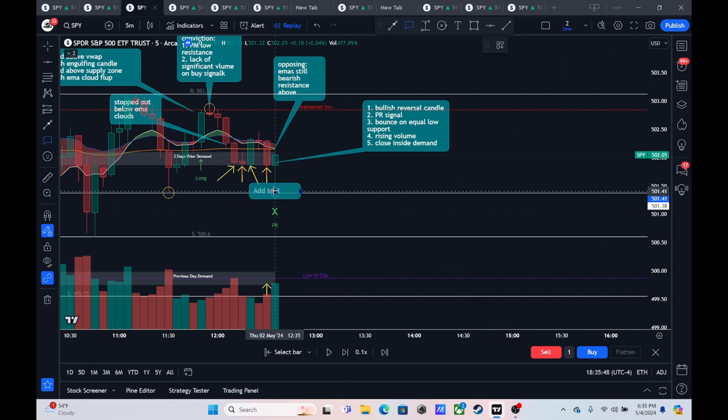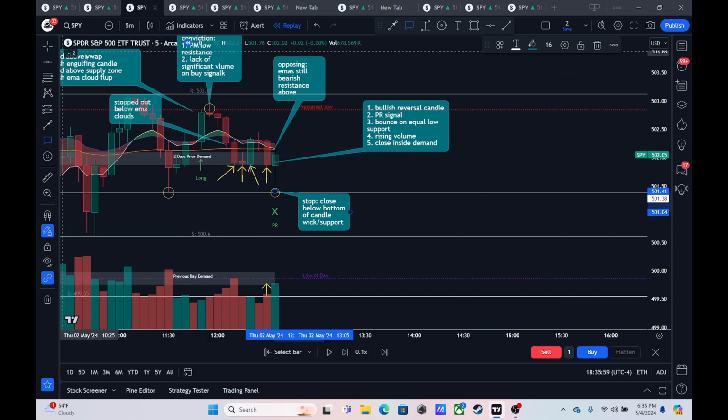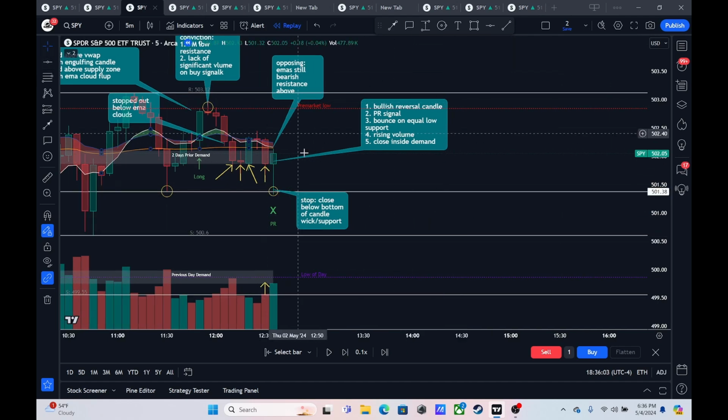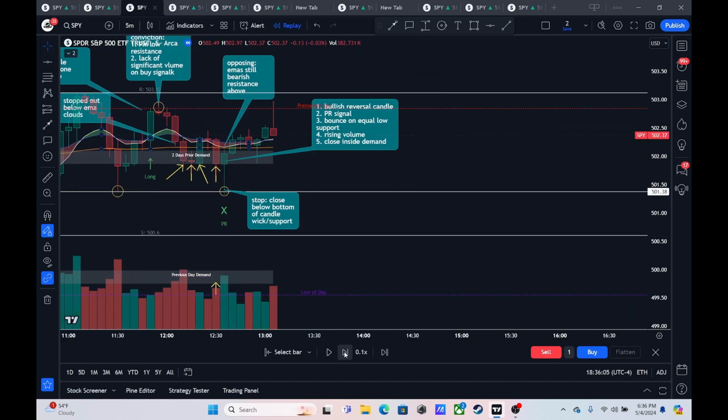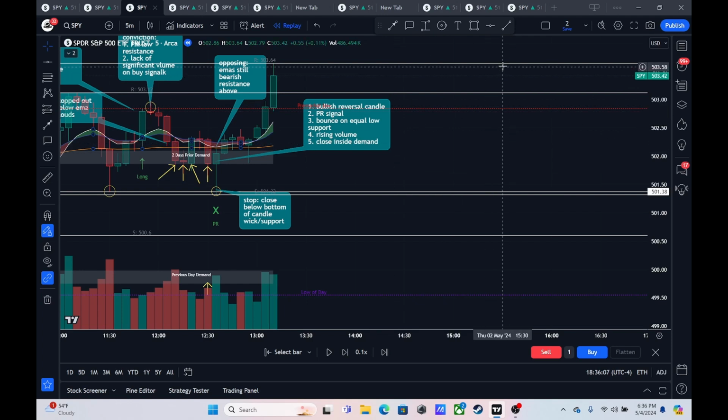And then for our stop is close below bottom of candle wick / support area. So that happens to be on the same support, right? But I usually kind of mark something on my screen like, hey, that's the bottom of the candle wick, and then we're just looking to scalp up. And then you can see there is the reaction there.